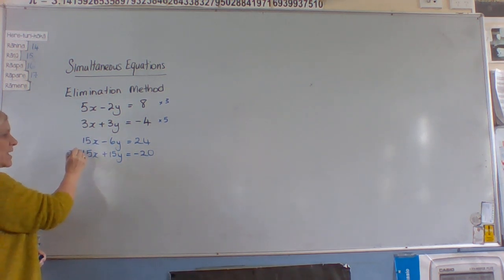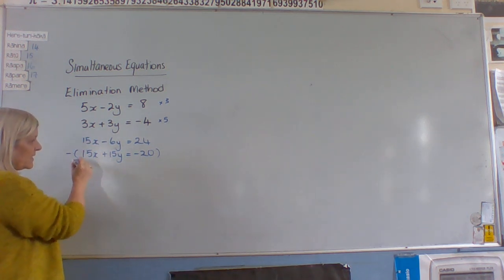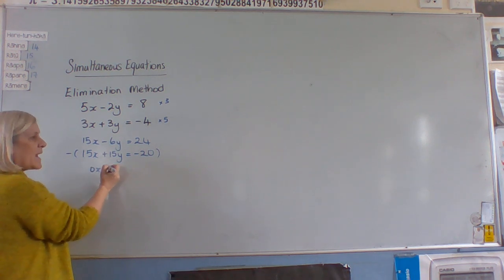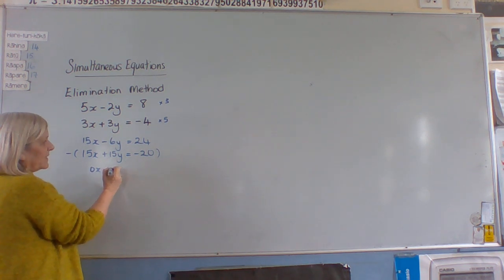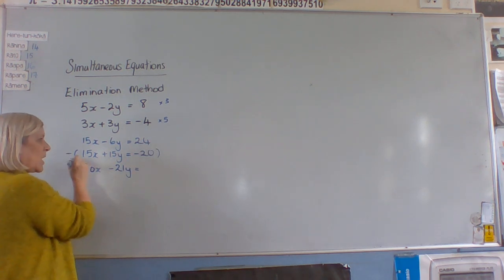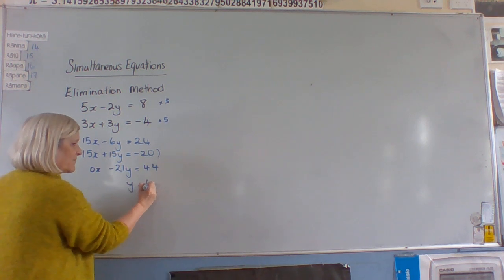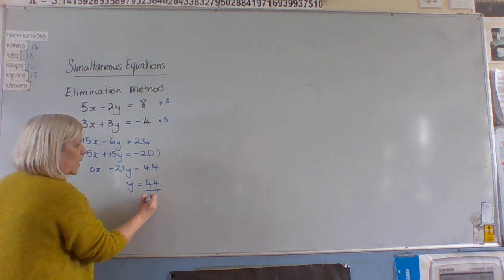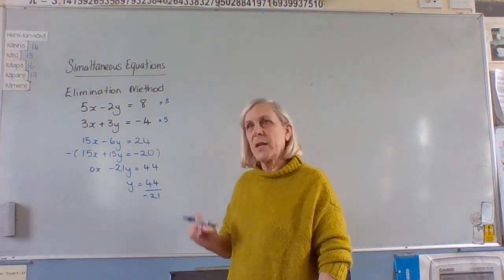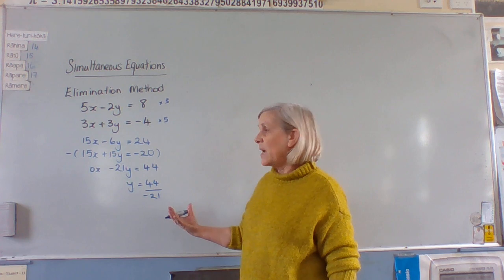I can just subtract the second equation from the first equation. So 15x minus 15x leaves no x's left. Negative 6 minus negative 15 gives me negative 21y. And 24 minus negative 20 is adding, so 44. So my answer for y is a very nice 44 over negative 21. Just the sort of number you would like to be dealing with. But realistically, things have solutions like that.